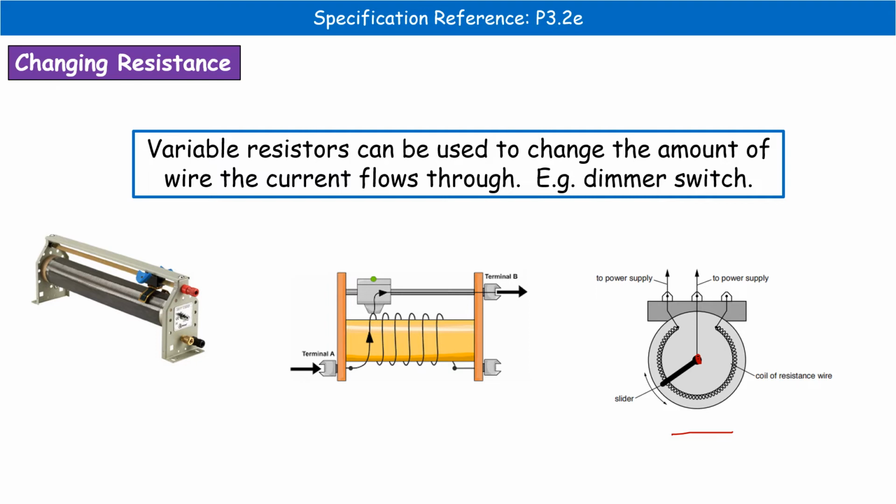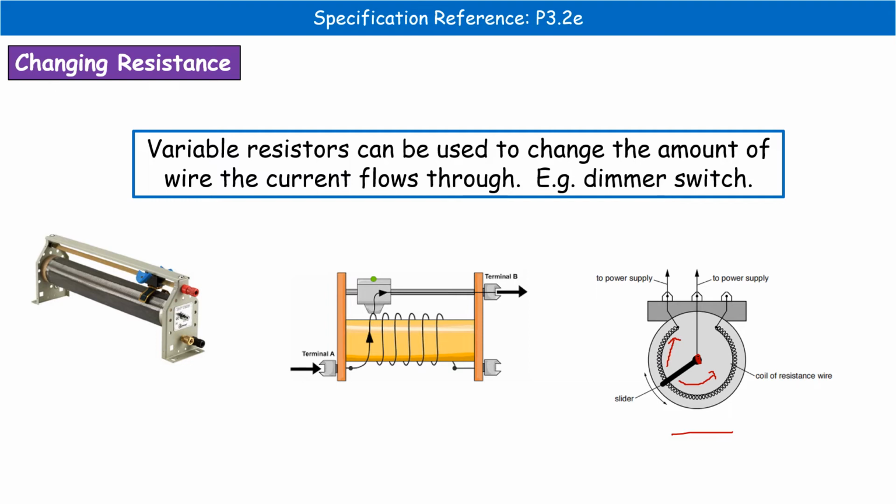Now obviously what you're doing is you twist the little dial on your dimmer switch, and that little slider bar is going to be moving either this way or that way, which means we're changing the amount of the resistance wire it has to flow through in order to actually complete the circuit.